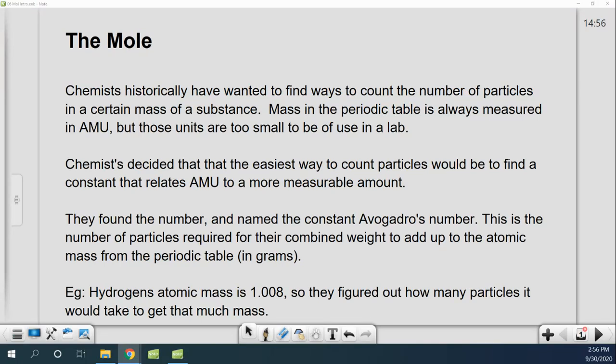Now, the mole is a really fundamental idea to chemistry. We're going to be using moles basically from now until forever that you are doing chemistry stuff. And so we're going to make sure we spend a lot of time here today just getting it down pat and knowing the very basics of it.